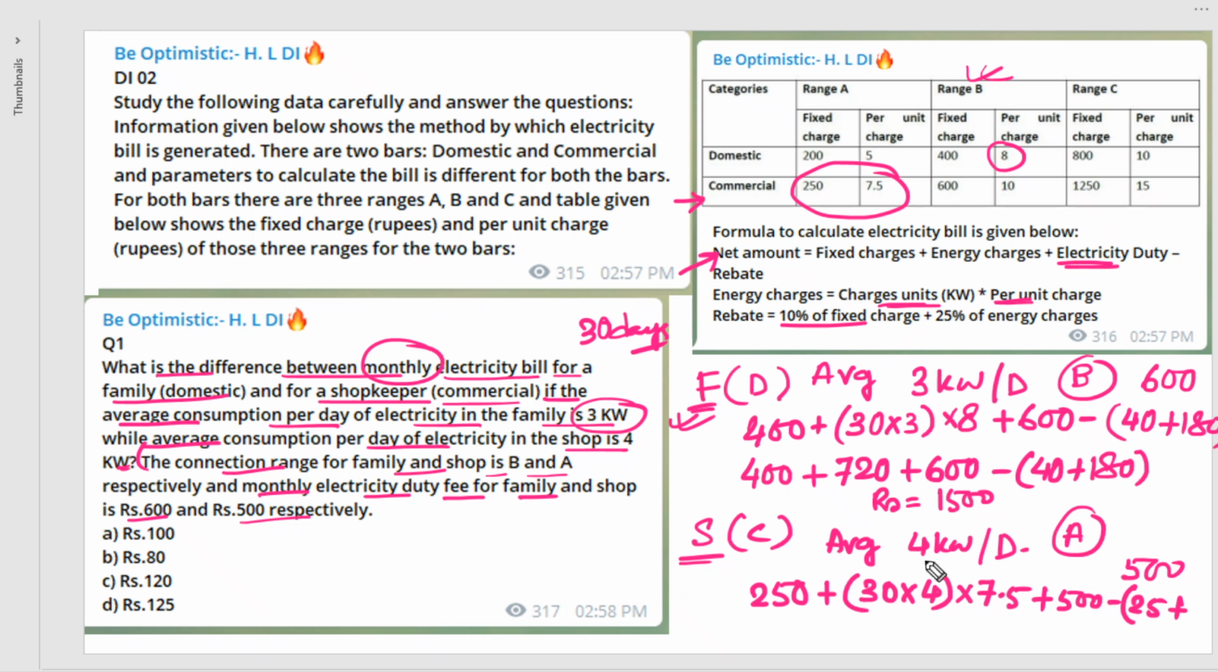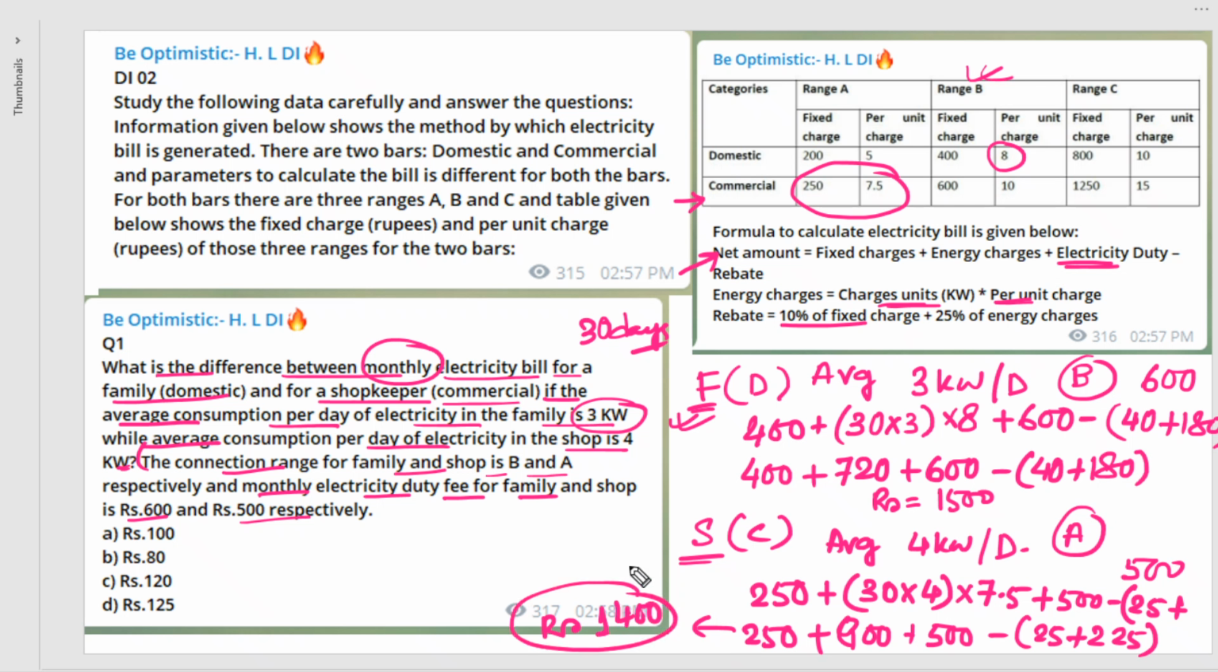Okay, so this is 250 plus 30 into 4 into 7.5, so this becomes 900, plus 500, minus 25 plus 25% of 900, so it becomes 225. Okay, so if you calculate this, your answer will be rupees 1400, right? So this is the monthly electricity bill of the shopkeeper, and this is the monthly electricity bill of your family.